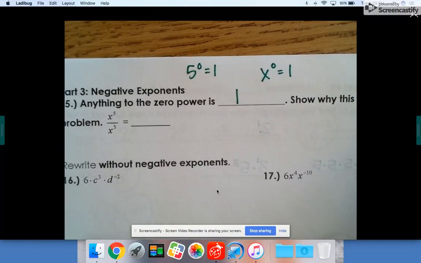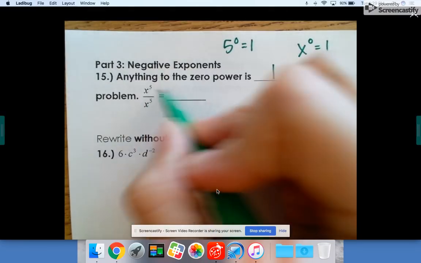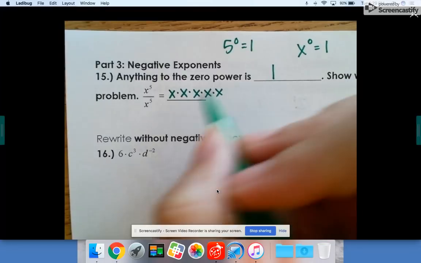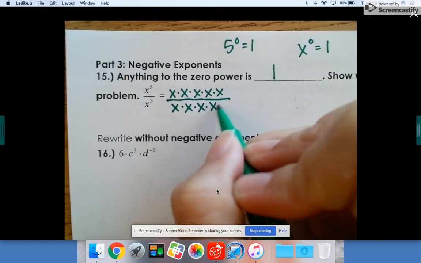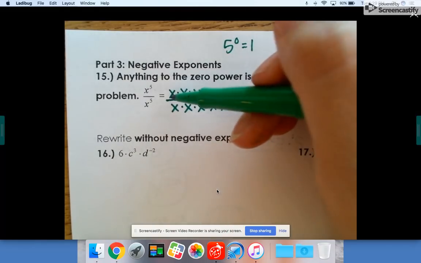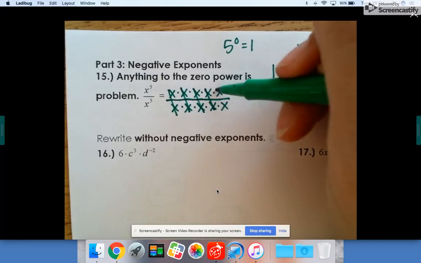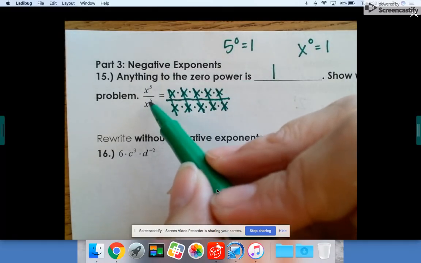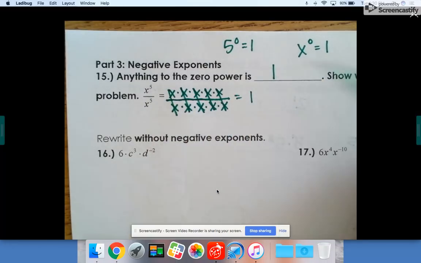And we're going to show why this happens by solving this problem. X to the 5th divided by x to the 5th. So let's expand it. X to the 5th is 5 x's divided by 5 other x's. Any number divided by itself is 1, so they cancel. These cancel, these cancel, these cancel, these cancel. It does not leave it with 0. We don't have 0 here. We have 1 because all these numbers are the same.